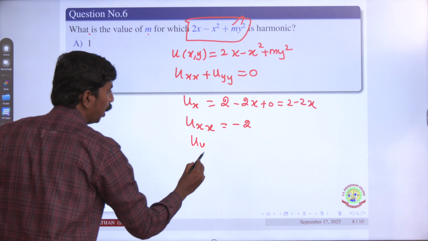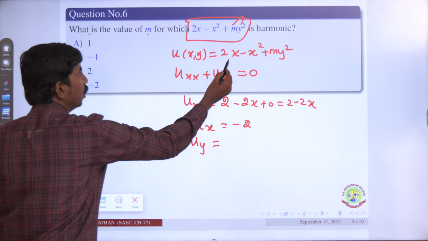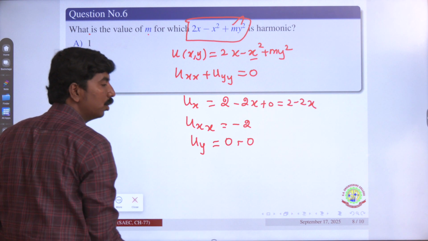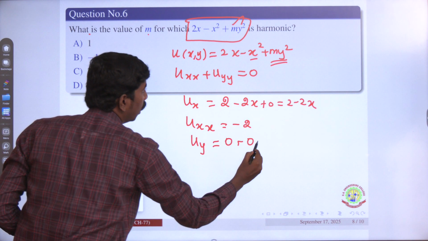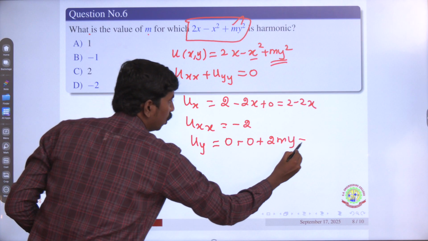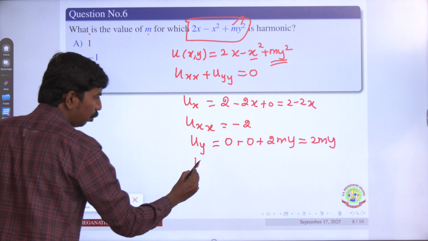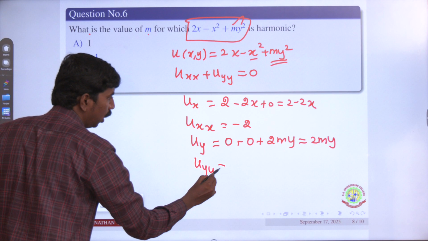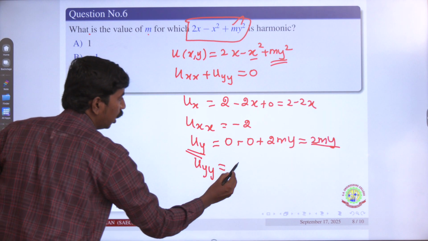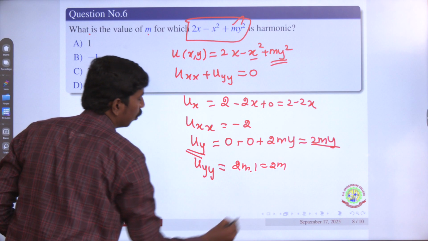Then in a similar way I will find out uy. So what is the differentiation of u with respect to y? There is no y in the first term, there is no y in the second term, that is also 0, and here we will get plus 2my. The y square differentiation, so simply the answer is 2my. Similarly, I will find out what is u double y. I will differentiate uy again with respect to y. So I will get 2m, since the derivative of y is 1. So that is equal to 2m.